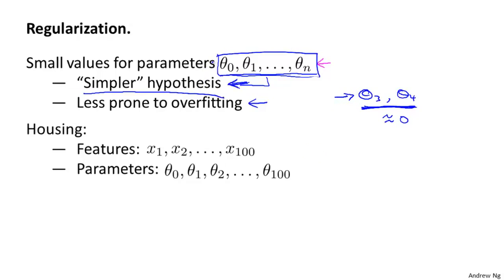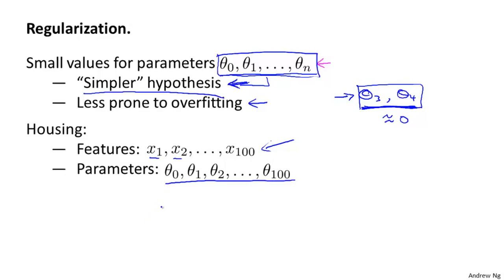For housing price prediction, we may have our 100 features that we talked about, where maybe x1 is the size, x2 is the number of bedrooms, x3 is the number of floors, and so on. And unlike the polynomial example, we don't know which of theta 3, theta 4 are the high order polynomial terms. So if we have just a set of 100 features, it's hard to pick in advance which are the ones that are less likely to be relevant. So we have 100 or 101 parameters, and we don't know which parameters to pick to try to shrink.